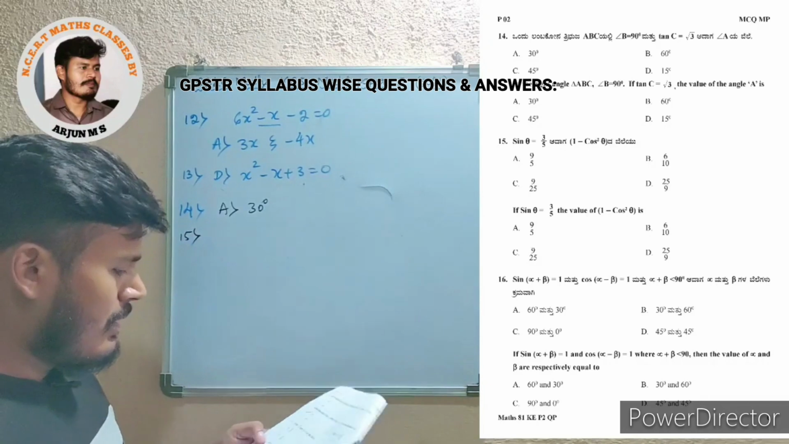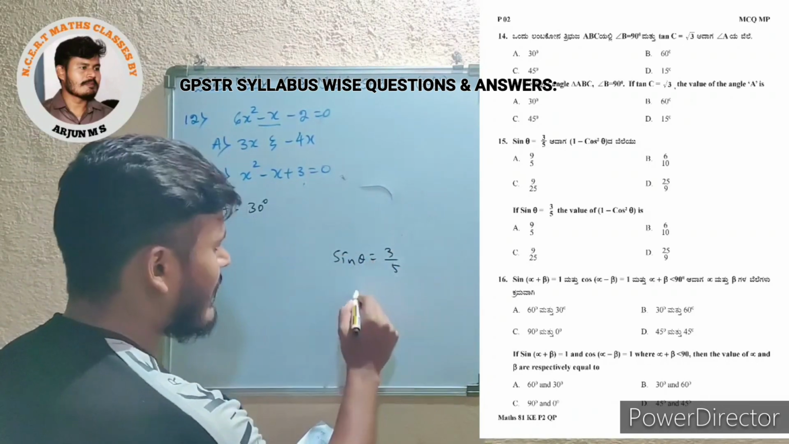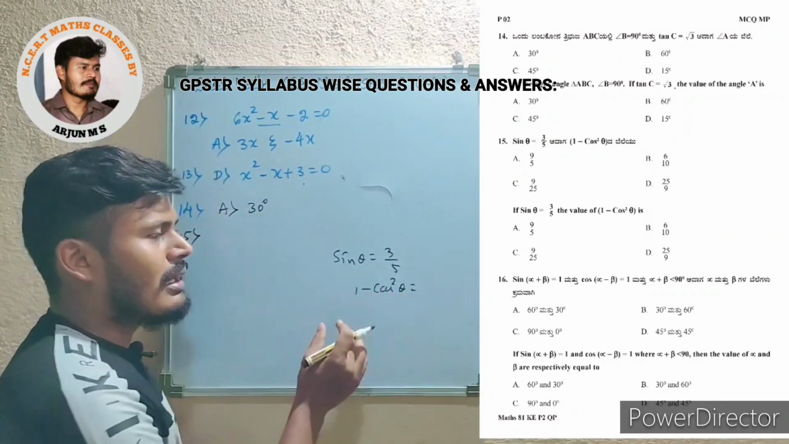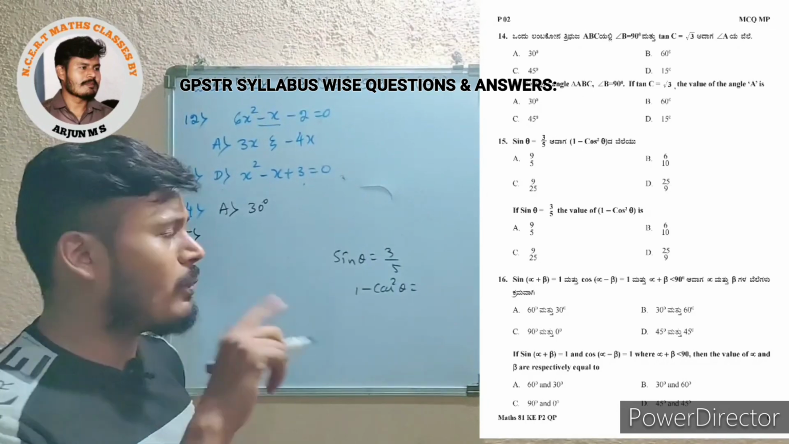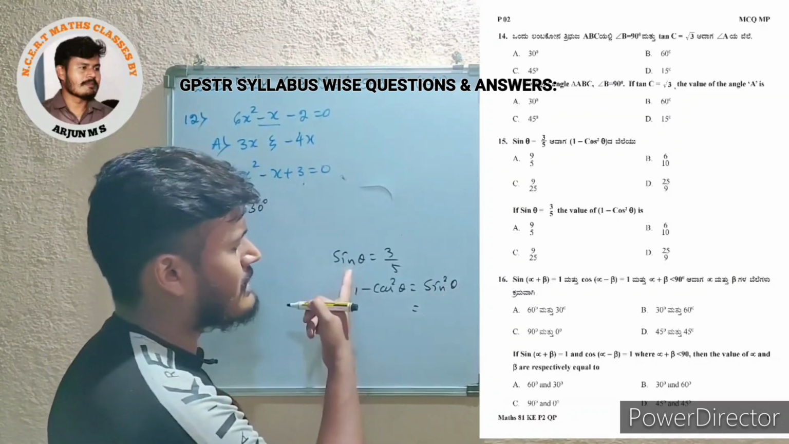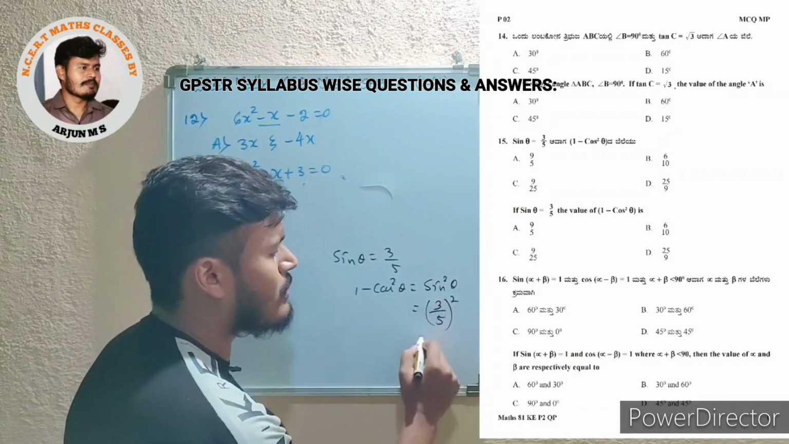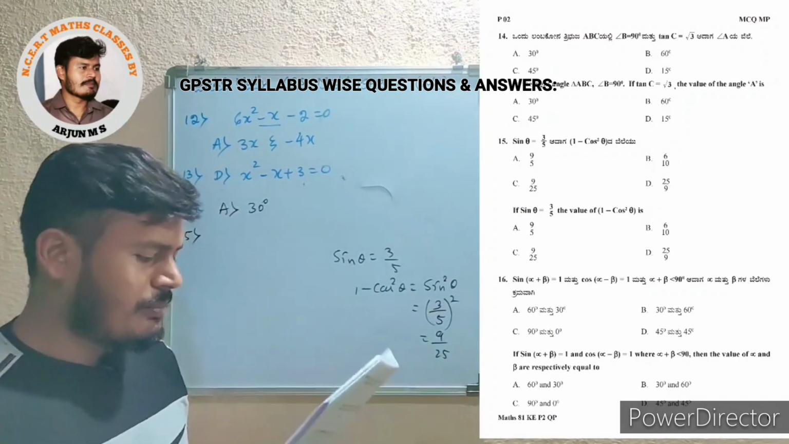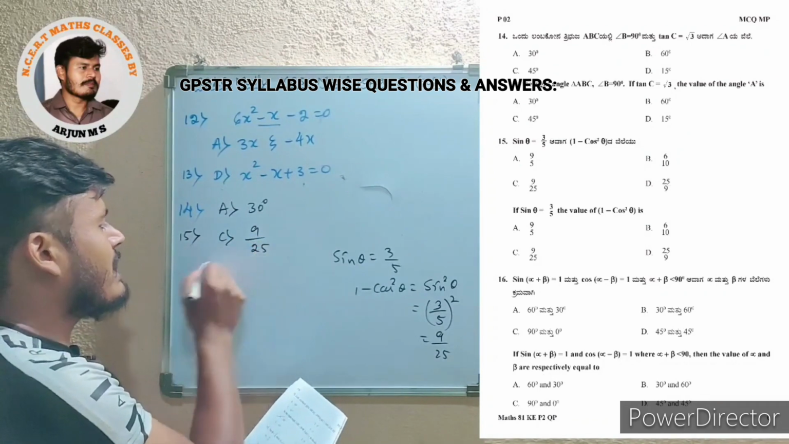15th question, sin theta is equal to 3 by 5, then 1 minus cos square theta is. So this is also a very interesting question. According to the first identity, sin square plus cos square is equal to 1, then 1 minus cos square is equal to sin square theta. Sin theta is equal to 3 by 5, so what about sin square theta? 3 by 5 whole square, 9 by 25 is the answer. So just observe the options here. Option C is correct, 9 by 25.